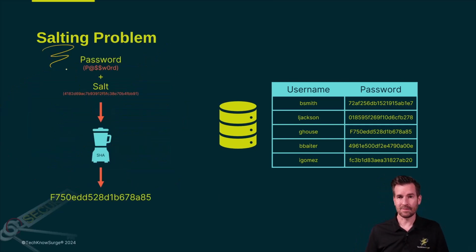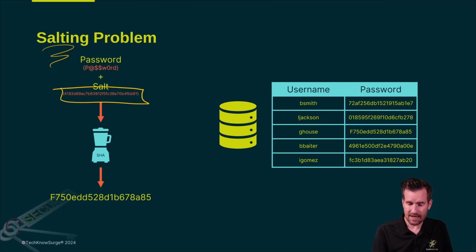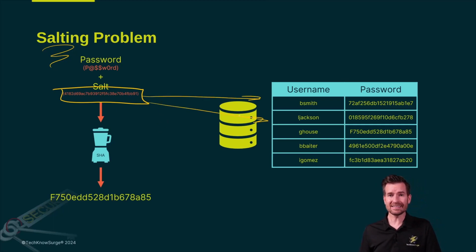Salting does have some limitations though. Although it guards against these rainbow table attacks, these numbers need to be stored somewhere. The salt values need to be stored somewhere, and it's per user. So because it's per user, it's probably going to be stored on the same table or same database that these usernames and passwords are stored.